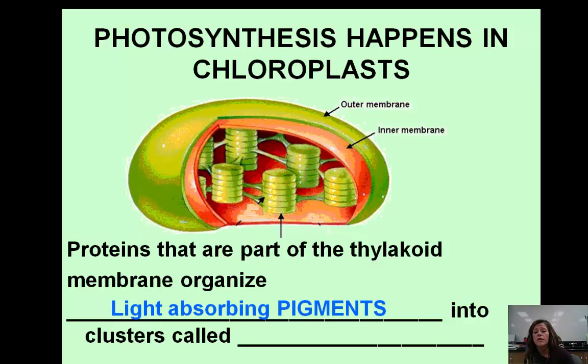Proteins that are part of the thylakoid membrane organize light-absorbing pigments into clusters called photosystems. We're going to talk more about photosystems in our next section, chapter 8.3. This is all for your notes. What I really want you to know is basically the photosynthesis pathway, so that the products of the first reaction are needed as the reactants for the second reaction, the light-independent reaction. Make sure you have that jotted down in your notes, and I hope this helped you understand more of how photosynthesis works. We'll get more into the specifics in our next video.